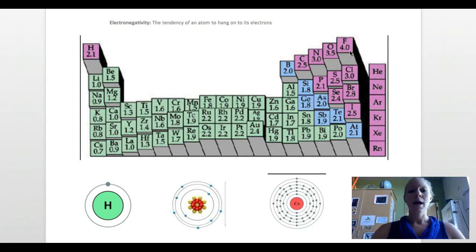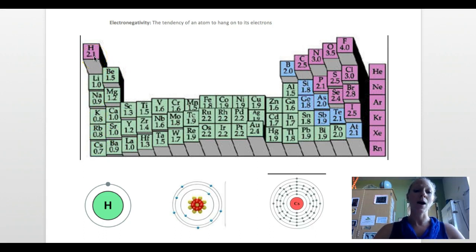So as you have a larger and larger nucleus, or a larger and larger positive force, it's going to have a larger and larger attractive force to those negatively charged electrons. So therefore, the tendency of the atom to hang on to those electrons increases because it has a larger positive nucleus.